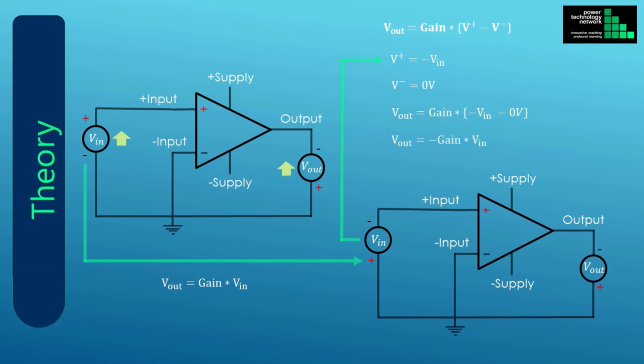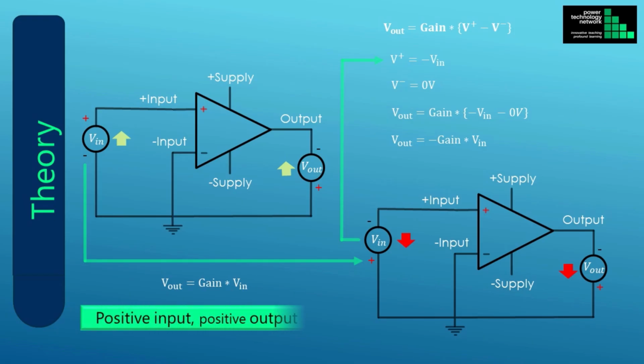The red arrows show that when the input voltage is negative, the output voltage is negative as well. This version of the non-inverting amplifier has a positive input and generates a positive output. And this version of the non-inverting amplifier has a negative input and a negative output.